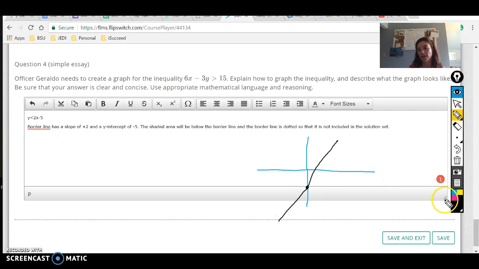Okay, and it's going to be shaded down here below the borderline, and I forgot to indicate on my graph that it's dotted. It's not a solid line. Okay, so it's a dotted line at y equals 2x minus 5, and it's shaded below.